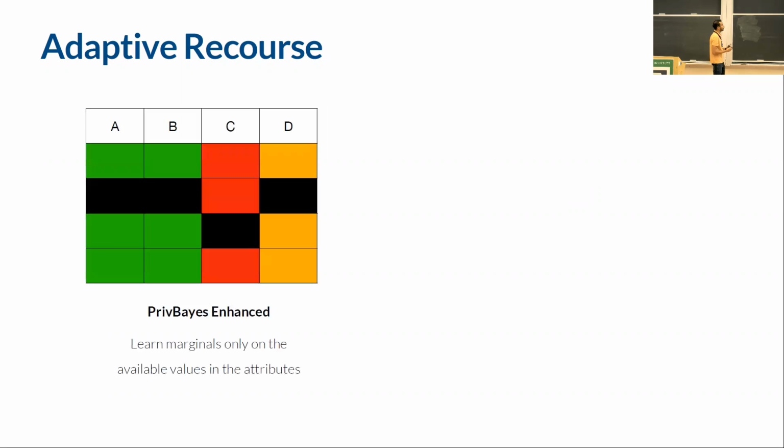So to this end, we look into what we call adaptive recourse methods, and we extend some of the algorithms that we talked about earlier. One of these is what we call prive-based enhanced. In prive-based enhanced, let's say you have these black values as missing values. You can instead learn on only the available rows, available data. So you don't have to disregard the complete 2 middle rows here. You can use whatever is available to get the distribution.